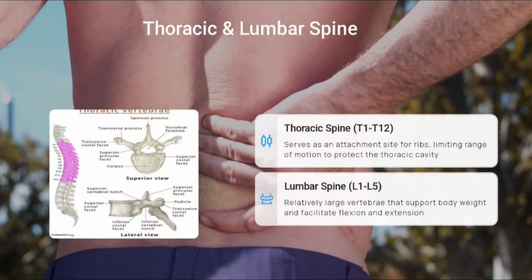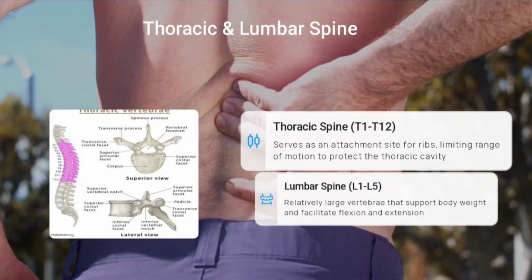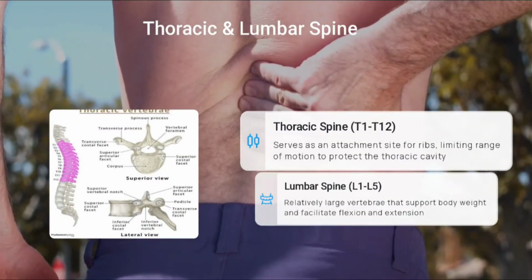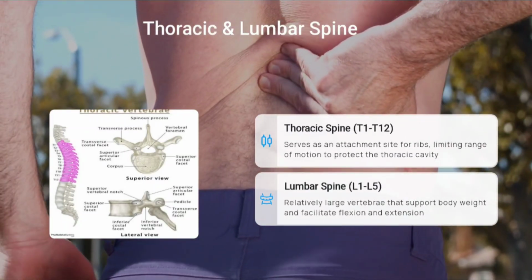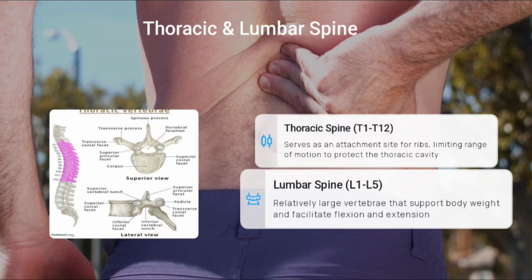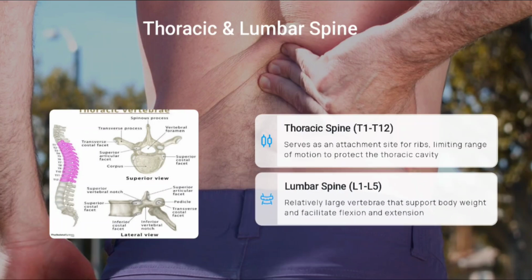The thoracic vertebrae, T1 to T12, secure the rib cage, offering stability at the expense of movement. In contrast, the large lumbar vertebrae, L1 to L5, are built to bear body weight and allow flexion and extension.